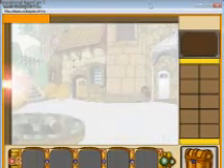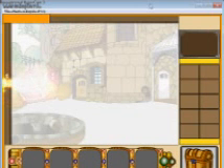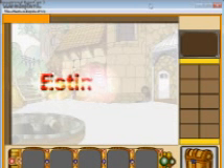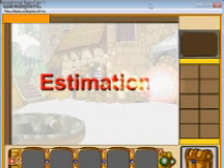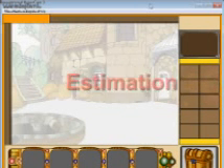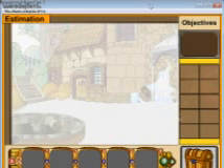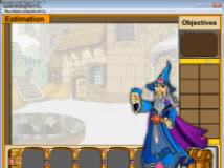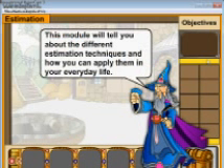Today we're going to be talking about estimation. Yay! Now let's start. So there appears Gandalf. This module will tell you about the different estimation techniques and how you can apply them in your everyday life.